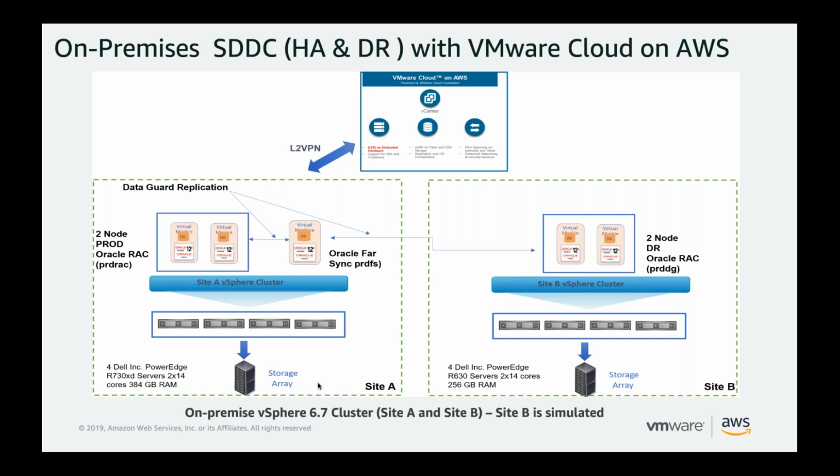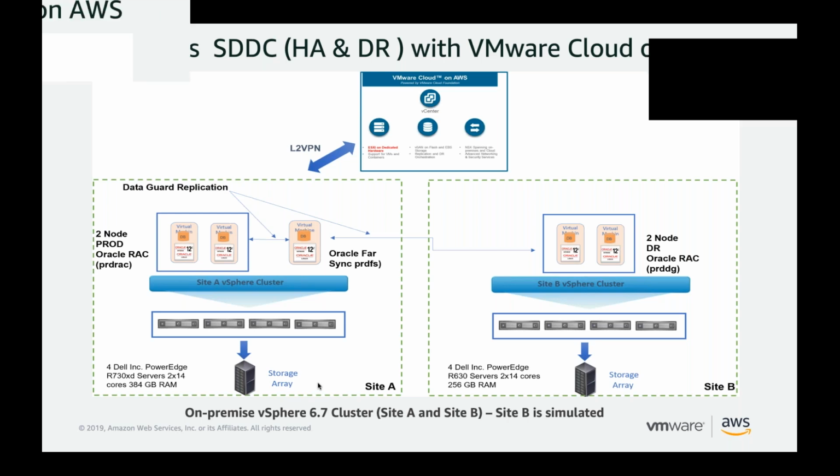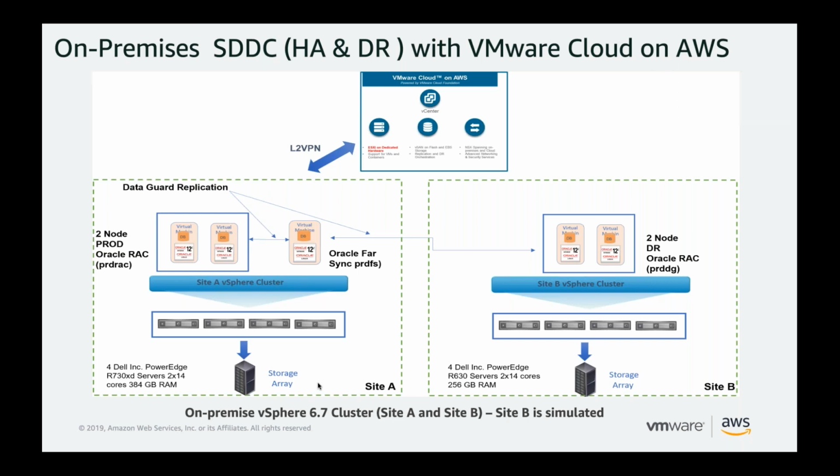So the current solution designed and deployed 3 separate environments. Site A had a production 2-node Oracle RAC cluster, PRDRAC, consisting of 2 RAC virtual machines, 01 and 02. Site A also had a production Oracle FarSync, PRDFS, essentially with a virtual machine with the same name. Site B had a 2-node disaster recovery Oracle RAC, PRDDG, with 2 RAC virtual machines, 01 and 02.